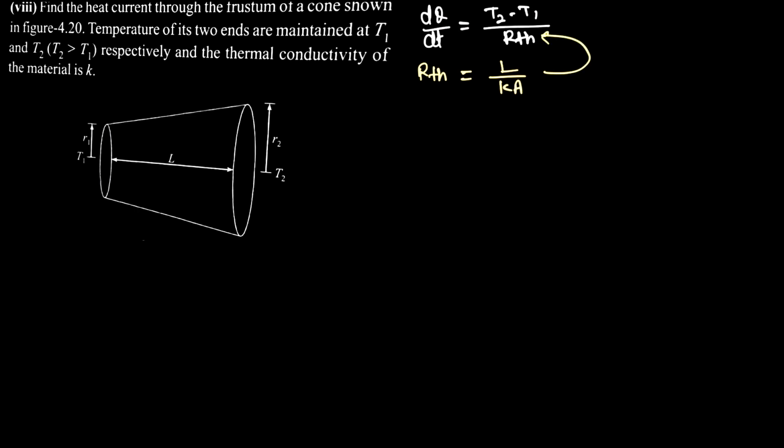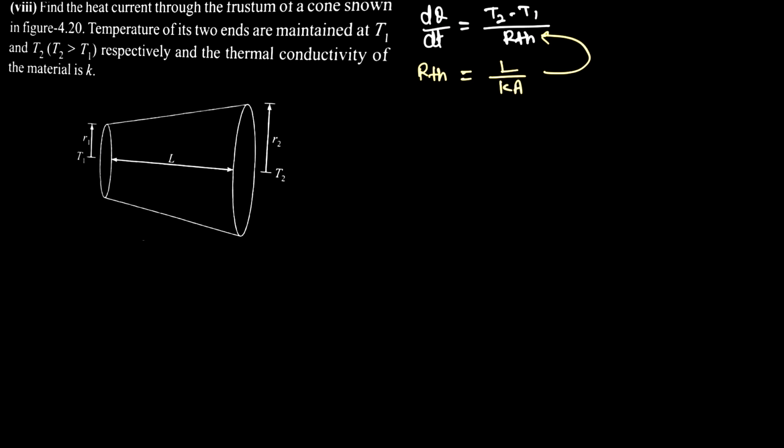But here if you see that diagram, the cross-section area is not constant. Here the area is pi r1 square and here the area is pi r2 square. So area itself is a variable. So in that case, how to calculate this RTH? We can calculate RTH using integration only.